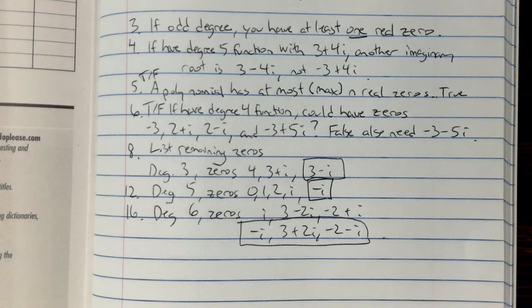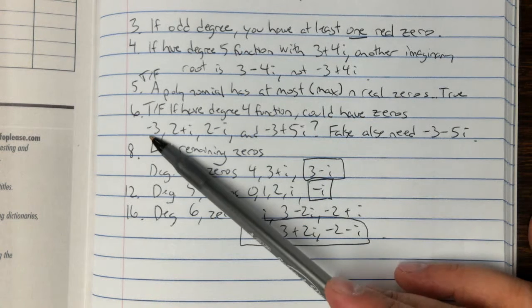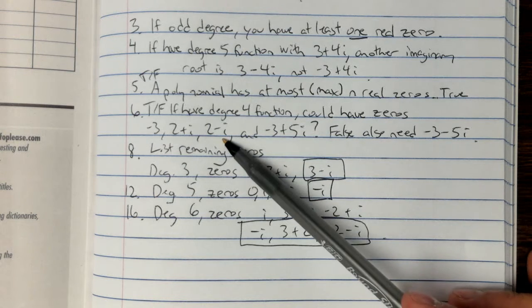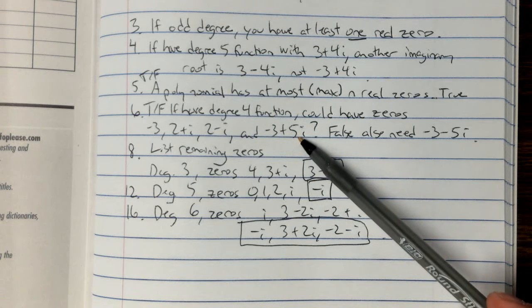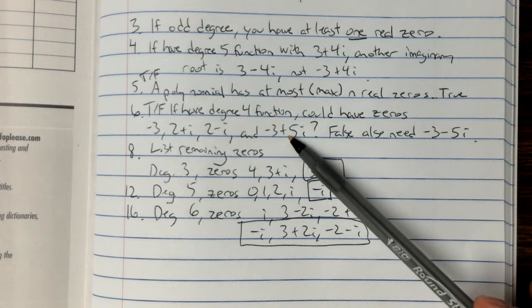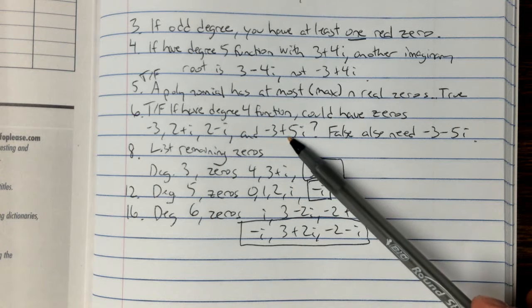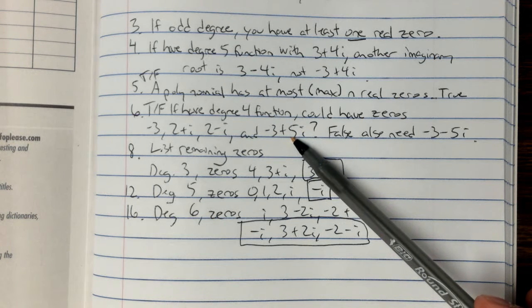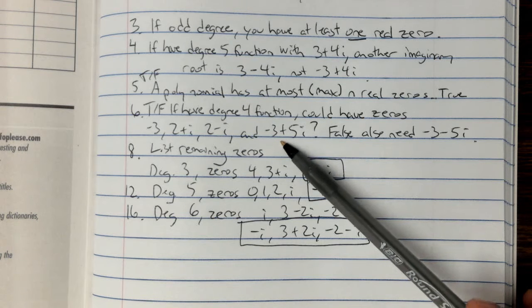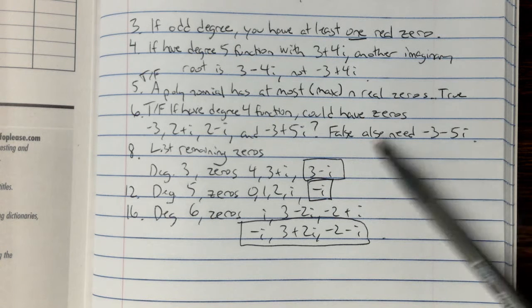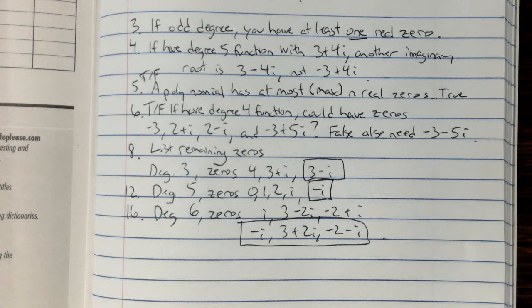Then number 5, a polynomial has at most, which means max, n real zeros. That's true. Number 6, if you have a degree 4 function, you could have zeros negative 3, 2 plus i, 2 minus i, and negative 3 plus i. True or false? That's false, because this one needs the other pair. Remember, we call that a conjugate pair. So you would also need this, which would then change it to a 5th degree.